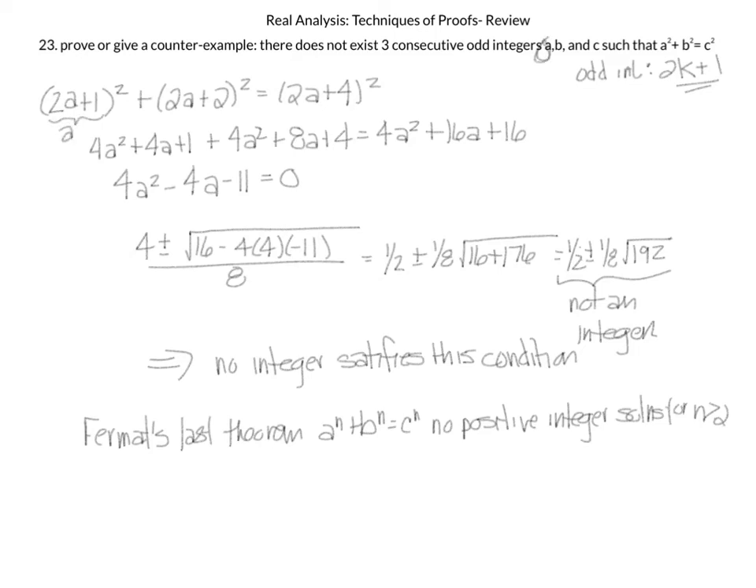And then B, since it's consecutive, is going to be equal to 2A plus 2. And then C, since it's consecutive, is going to be 2A plus 4. So I did the algebra, and I see my solution is not an integer. So no integer satisfies this condition. And again, you would know this from Fermat's last theorem. Or not his last theorem. Actually, that is his last theorem. Anyway, Fermat's theorem.